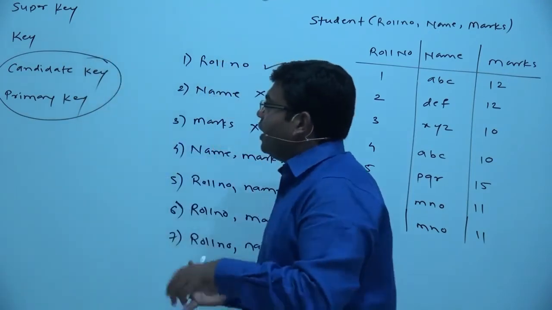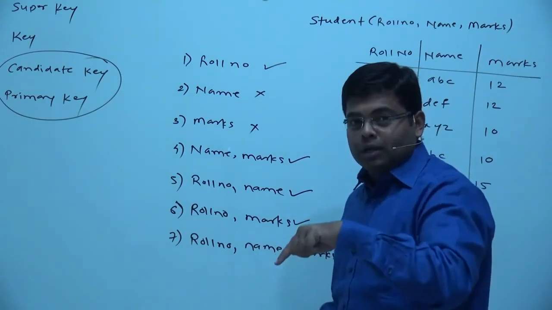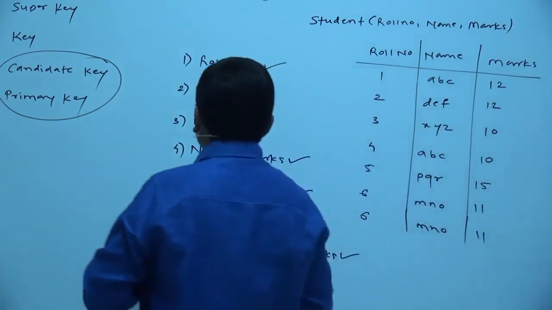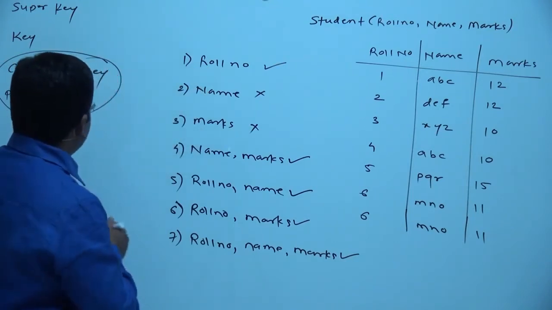Now see, any combination of attributes which is unique for all the rows will be called as a super key. So right now what we can say, that okay, let me make a grid here.